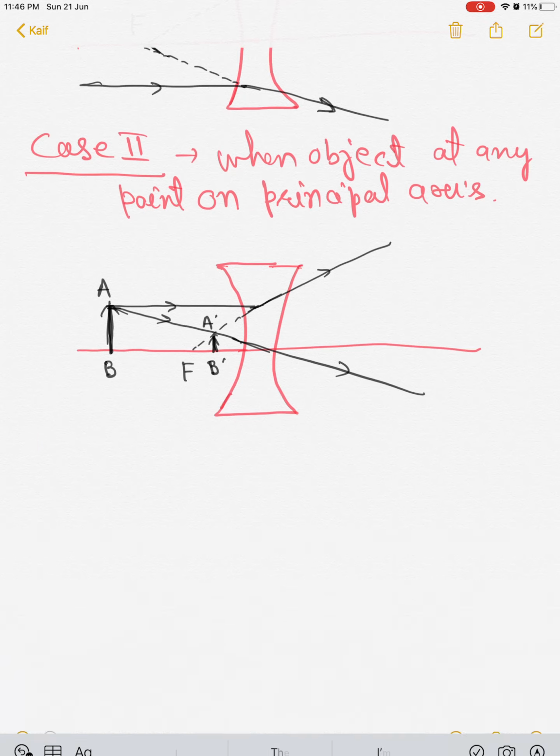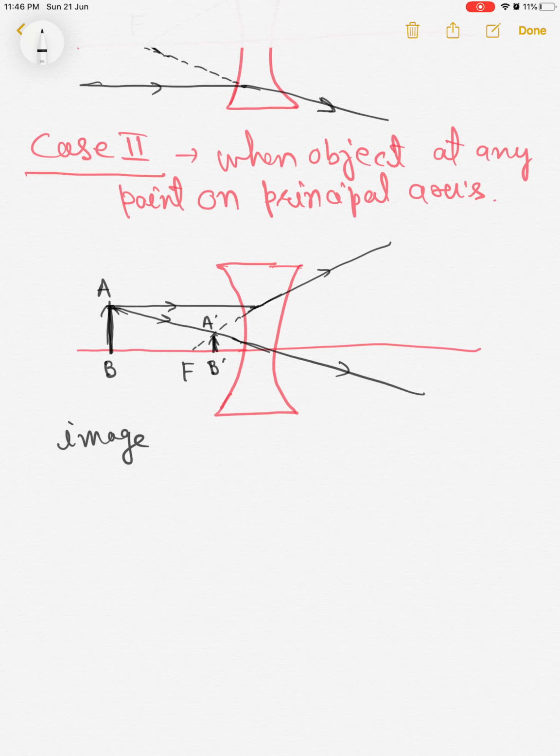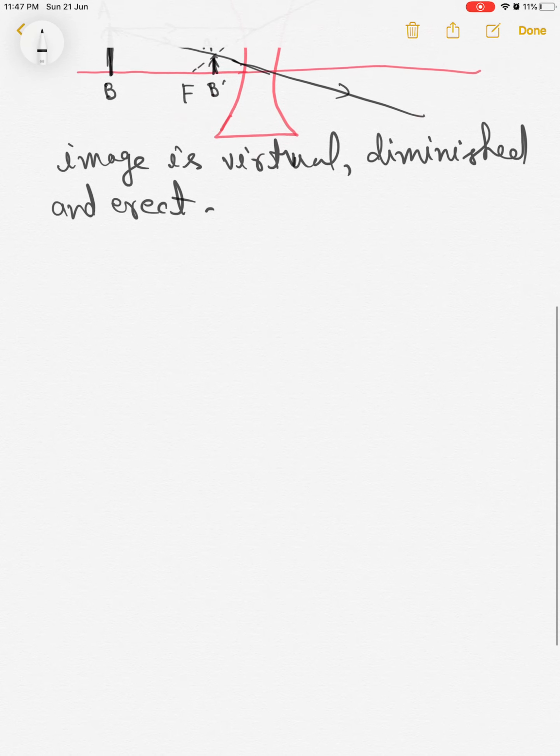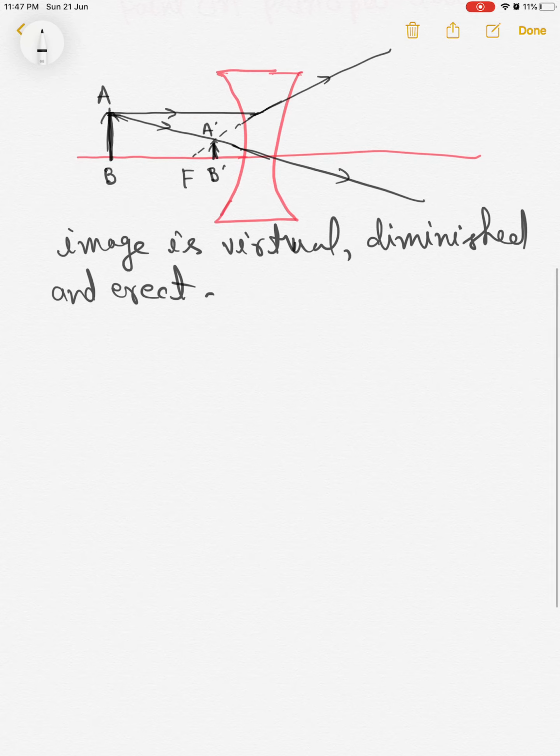The image is virtual, diminished, and erect. When the image is erect, then it is always virtual, and when the image is on the same side as the object, it will be virtual, and by the concave lens, the image is always formed diminished.